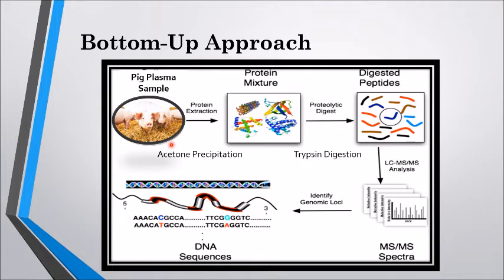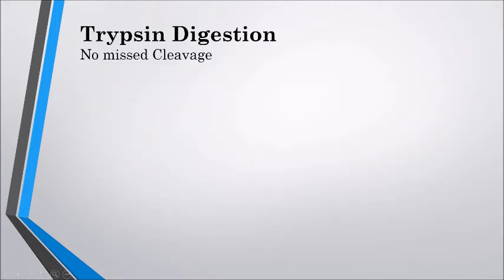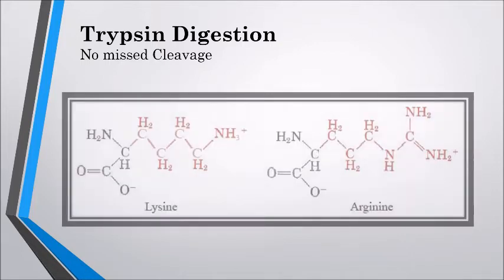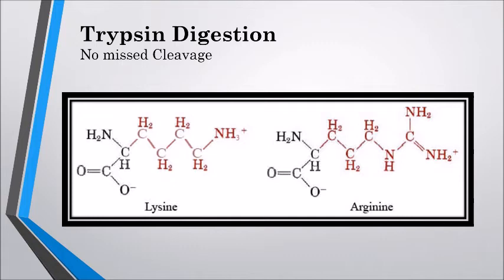The following segments of this video will briefly describe some key steps involved. This will be explained by Reuben. Trypsin digestion was performed. Trypsin is a protease that cleaves proteins into smaller fragments. The enzyme recognizes the amino acids arginine and lysine and cleaves at the C-terminal.